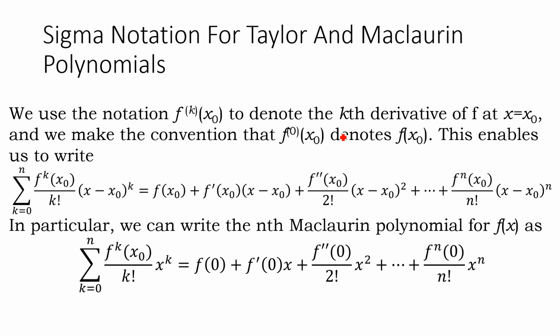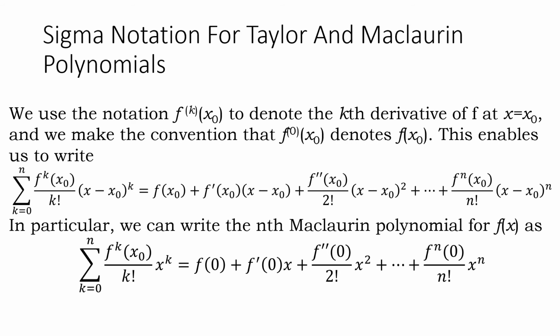So in particular, we can write the nth Maclaurin polynomial for f as the summation of the kth derivative of f of 0 over k factorial times x raised to k, from k equals 0 to n, which is equal to f of 0 plus the first derivative of f of 0 times x, plus the second derivative of f of 0 over 2 factorial times x squared, plus and so on, plus the nth derivative of f of 0 over n factorial times x raised to n.